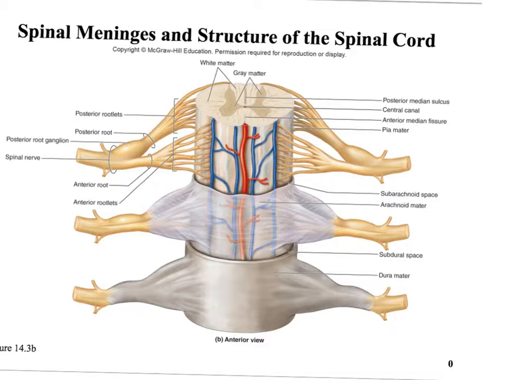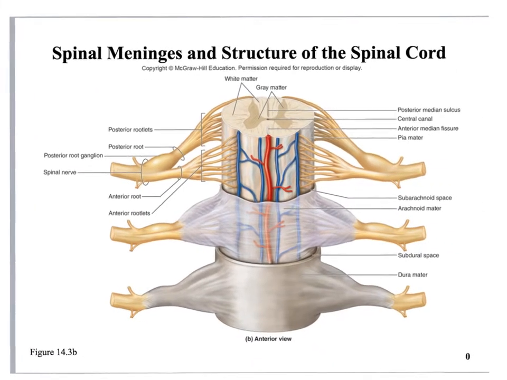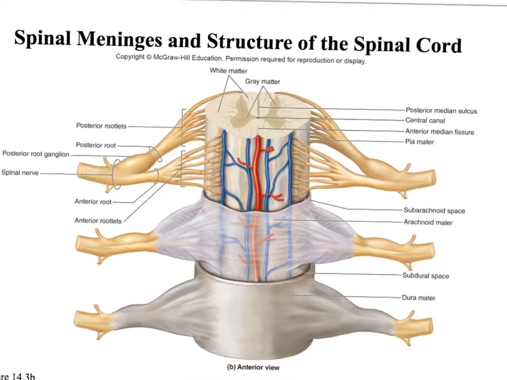And then here's a spinal nerve. Let's move this over. So this whole thing is a spinal nerve, and you have the posterior root and a posterior root ganglion. That's how you can know which one is the posterior root, because the anterior doesn't have a ganglion, but the posterior does. So the posterior root ganglion gives you that.